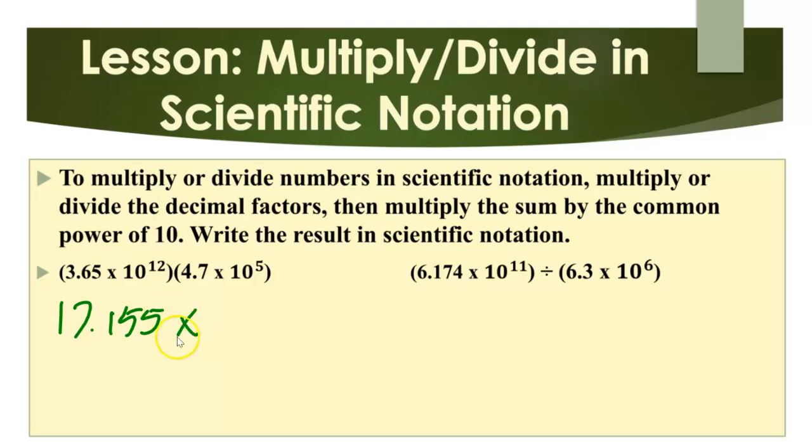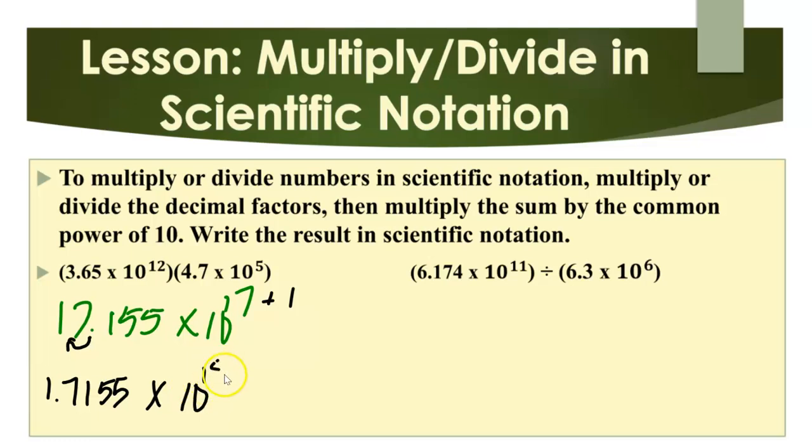And then we're going to multiply that by 10 to the 12 plus 5, which is 17. But my answer is not in scientific notation. I have to move the decimal one place to the left. So that's going to make it 1.7155. Since I gained a decimal place, I have to show that I gained a decimal place in my exponent. So that would be times 10 to the 18th.